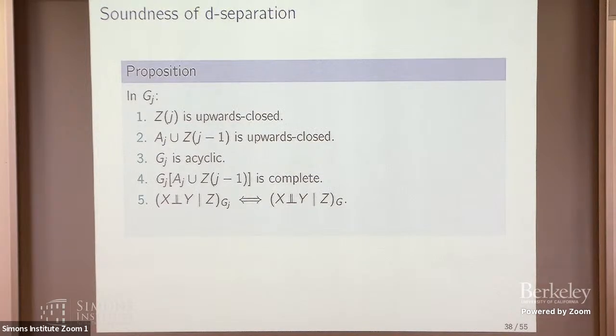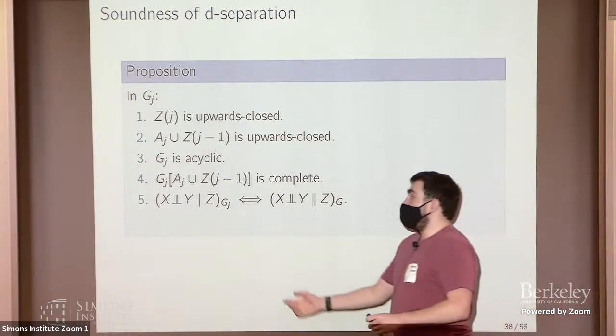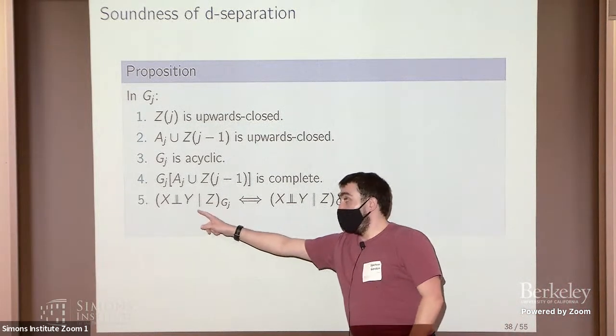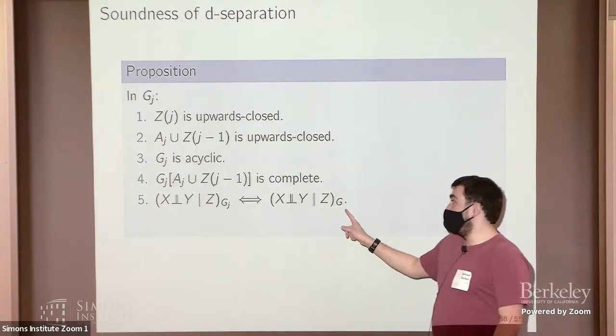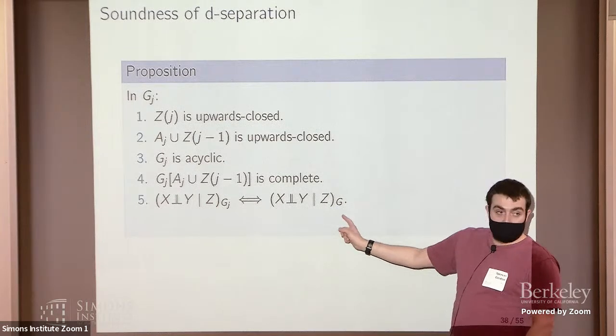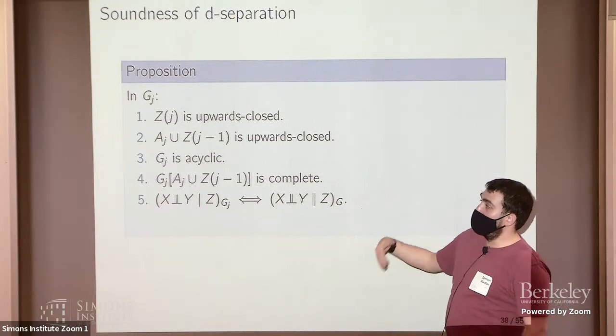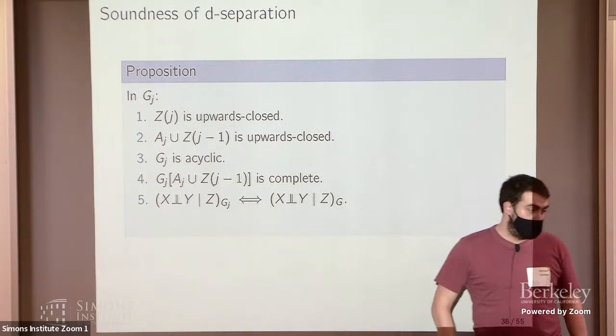And here's the meaty step and the reason that we're interested in this procedure in the first place. X and Y are d-separated by Z in Gj if and only if they're d-separated in the original graph. So somehow doing this operation preserves d-separation.